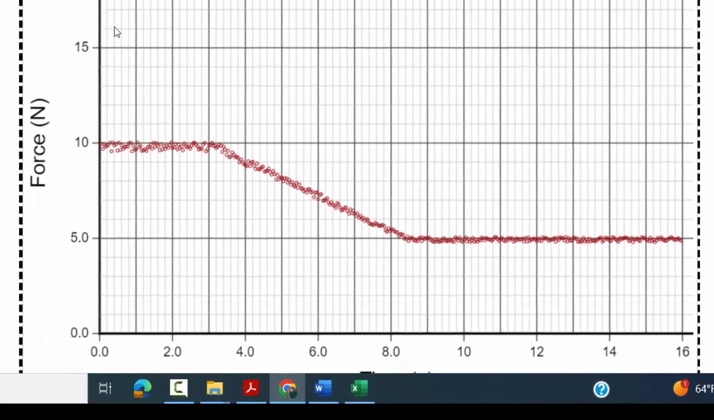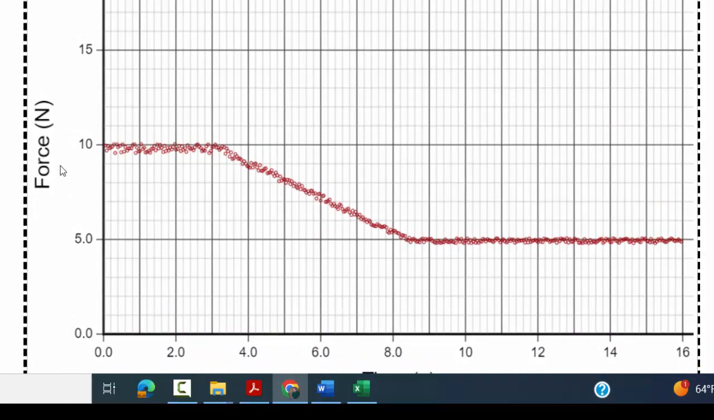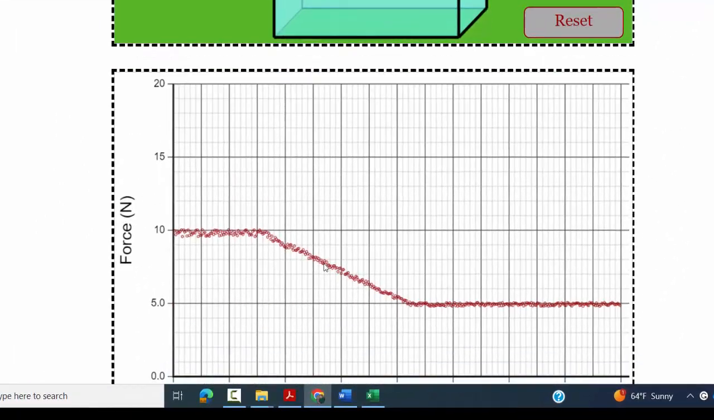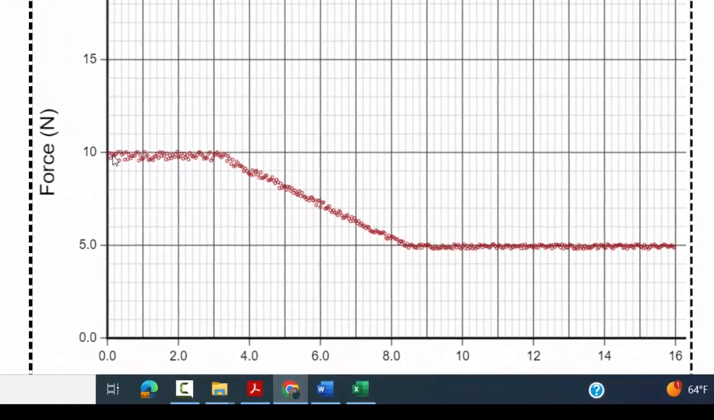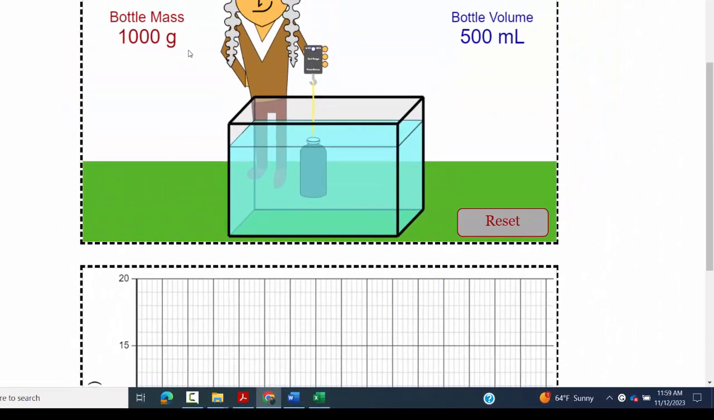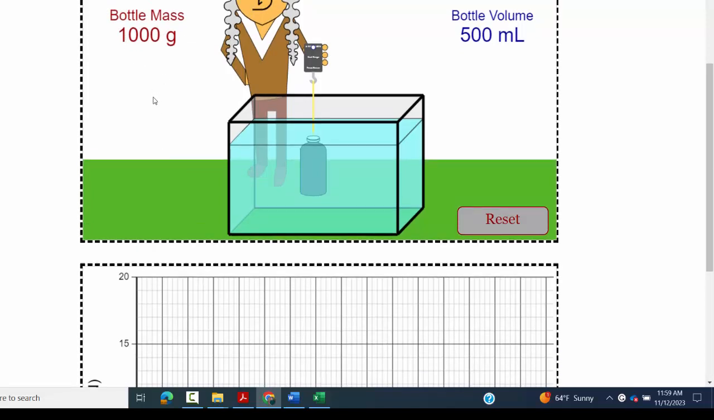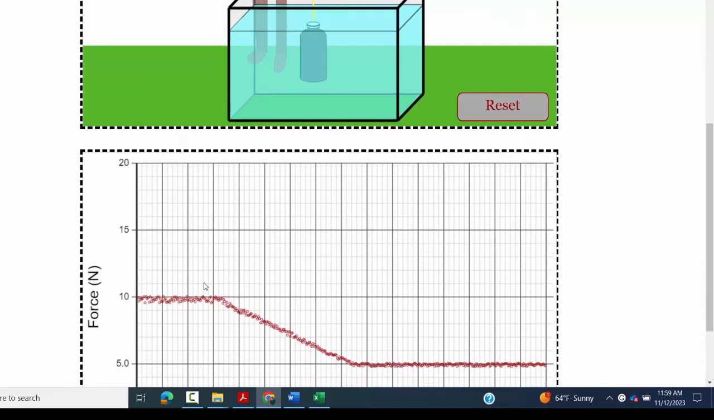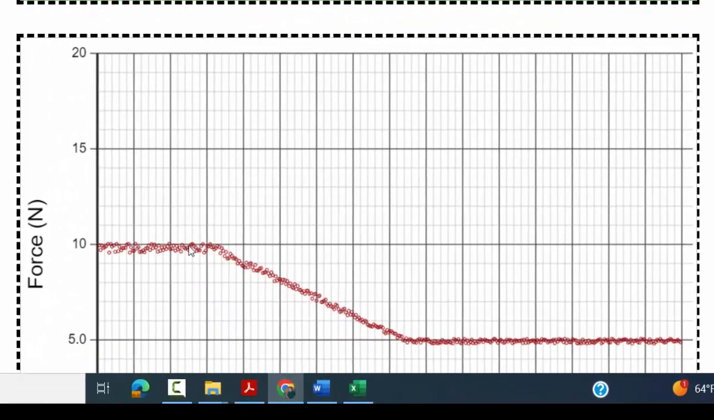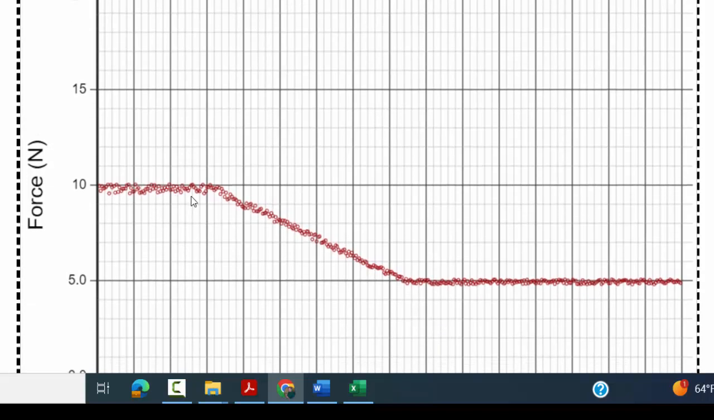The vertical axis here represents the force in Newton as read by this force sensor. And it's a little bit below 10, which we expect. It's 9.8 Newton since the mass is 1 kilogram. Okay, 1000 grams is 1 kilogram. So 1 kilogram times 9.8 meter per second squared will give us the weight of the bottle, which is 9.8 Newton, as shown here.